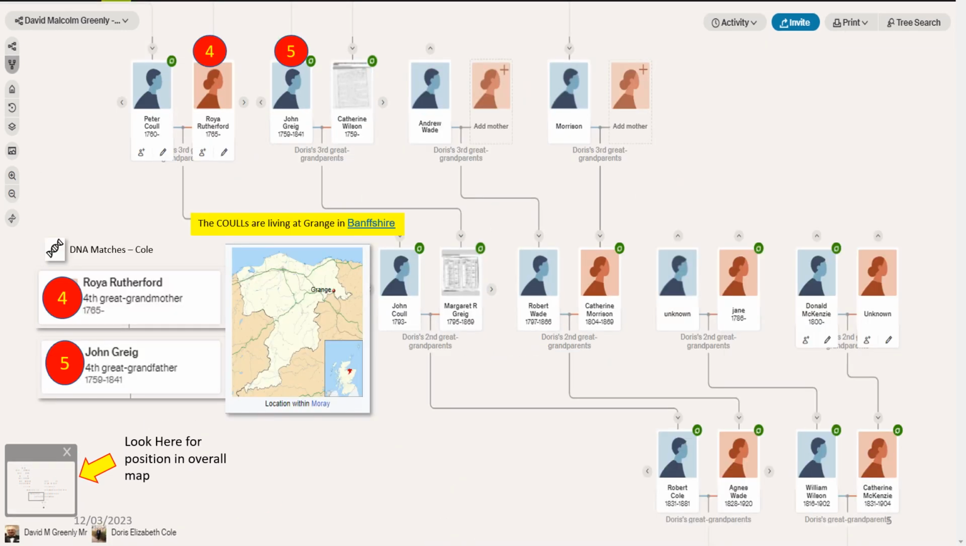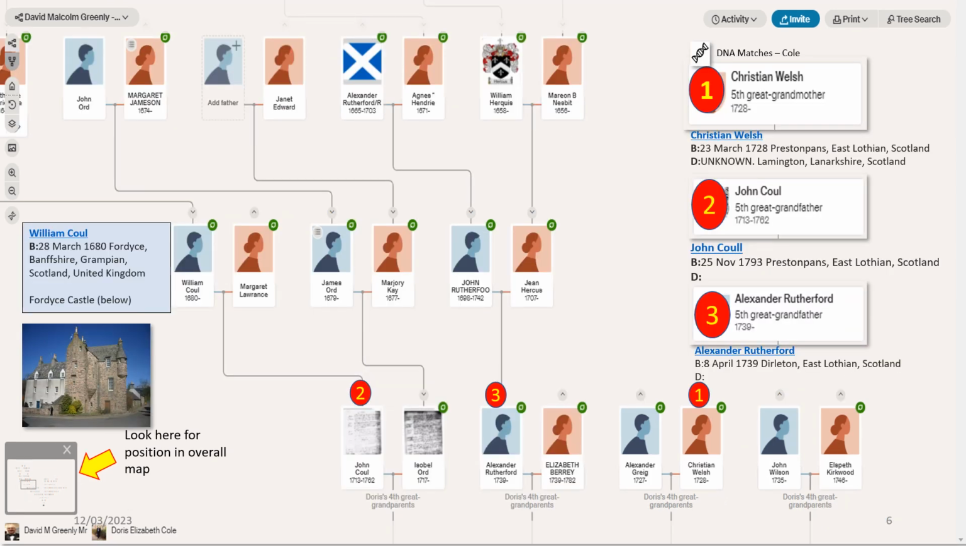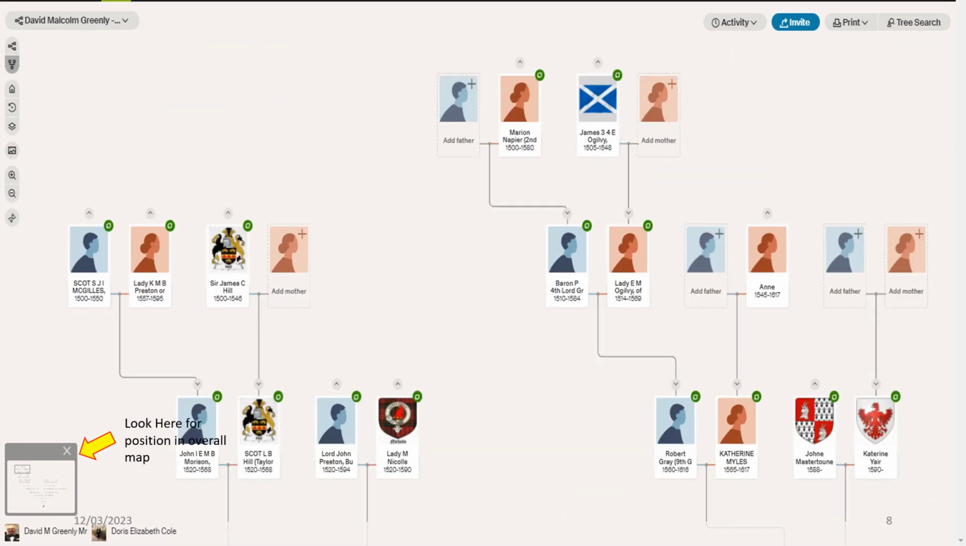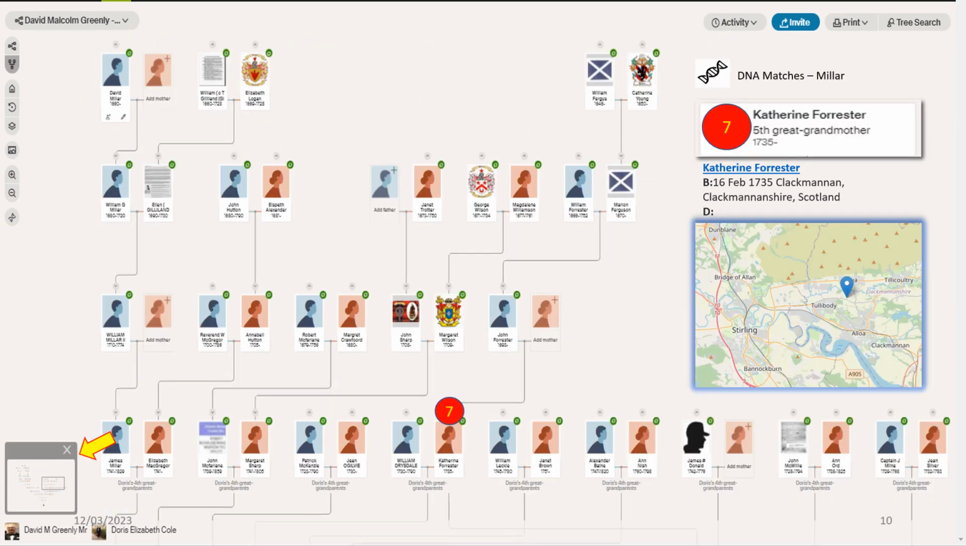More of the DNA, but in a bit more detail, plus a little bit of detail about where some of these ancient ancestors lived. More of the same. And on the Miller side, as we said, there's a couple, including Catherine Forrester, as you can see, who's a 5th great grandmother who lived most of her life and married life in the Stirling, or at least the Clackmannan area.